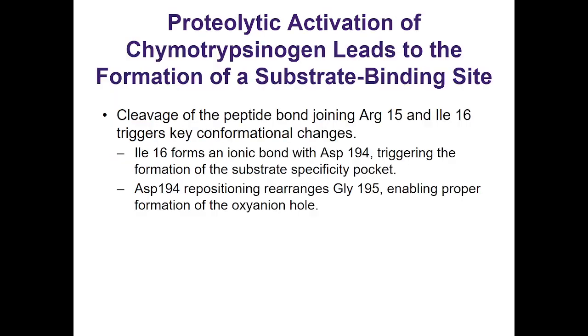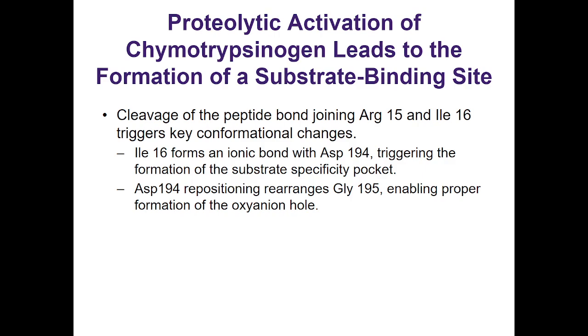Okay, so the cleavage of the peptide bond joining the 15th and 16th amino acids is going to trigger the key conformational changes that lead to opening that substrate site. The 16th one is actually going to form an ionic bond with ASP194. This is going to trigger the formation of our substrate-specific pocket. This is why we literally get a conformational change to make a new substrate pocket that we can then use.